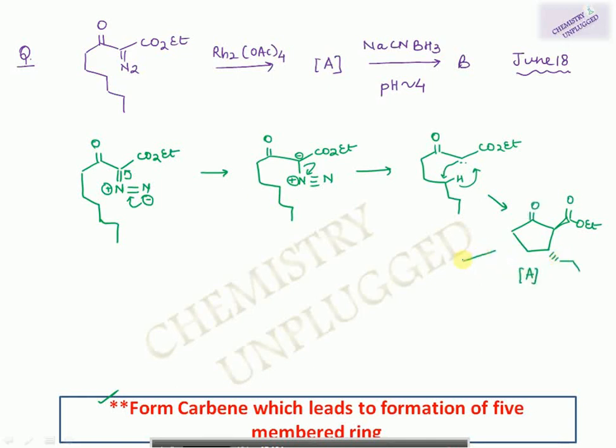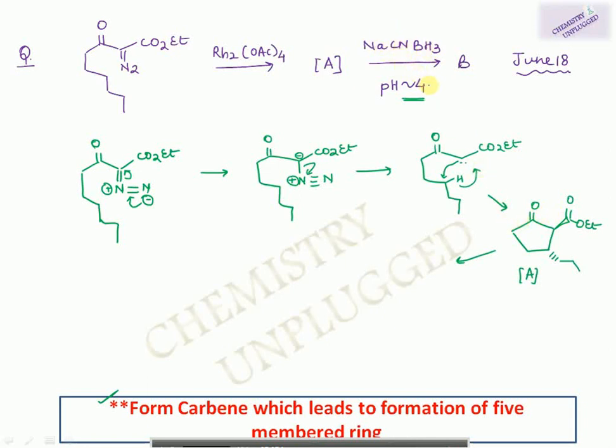Then we are using sodium cyanoborohydride at pH 4. This is very important. At neutral pH it cannot reduce any group, but at pH 3 to 4 it can reduce the ketone group or aldehyde group, but it cannot reduce this ester. So the ester will remain as such, and it will provide H minus, hydride.